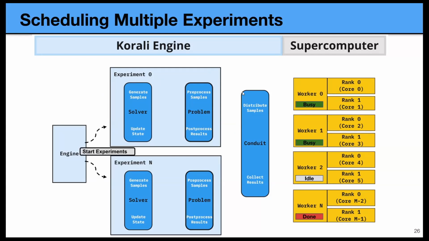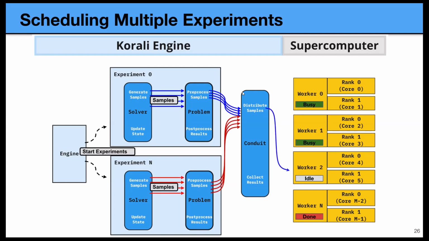So Korali starts both experiments at the same time. They will feed the conduit with samples coming from the two experiments, and they will be given back and forth with the workers in any order, so long as to keep the workers busy at all times, right? So the worker doesn't care which experiment it comes from, it just executes whatever is given. That's the main idea, right? There's nothing else to say.